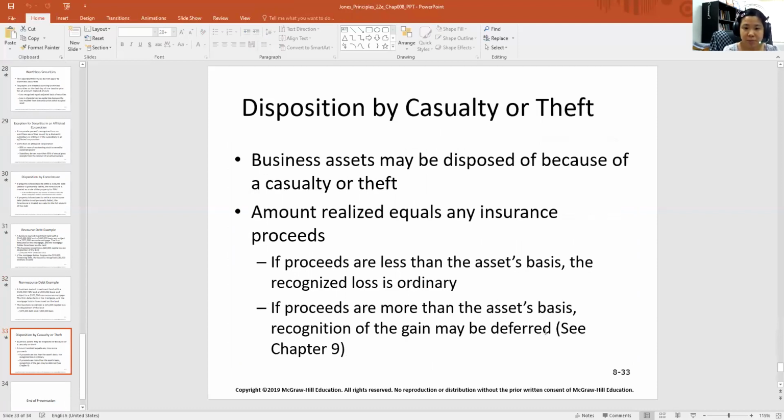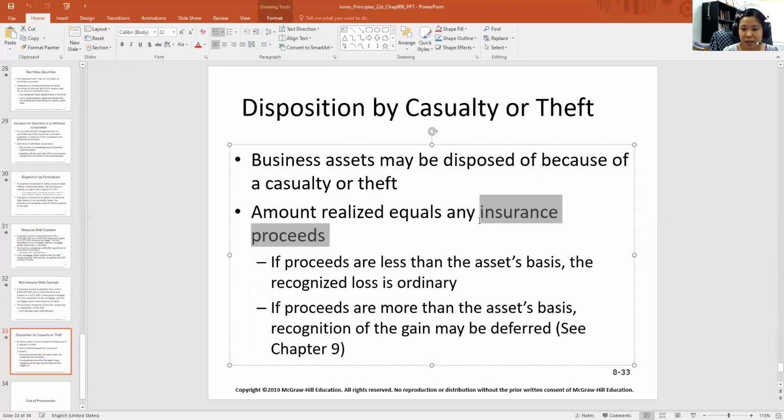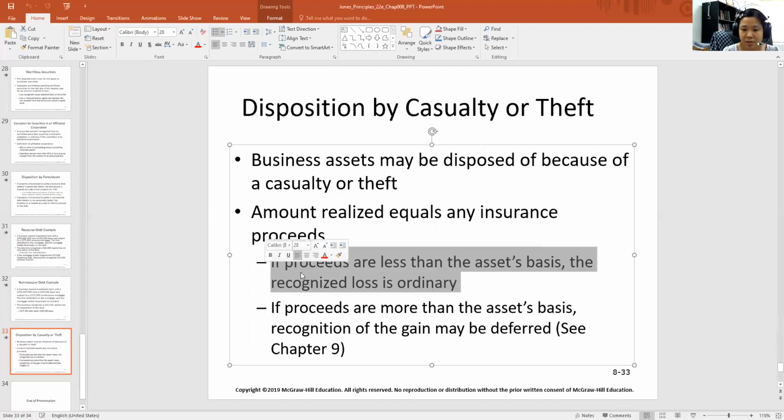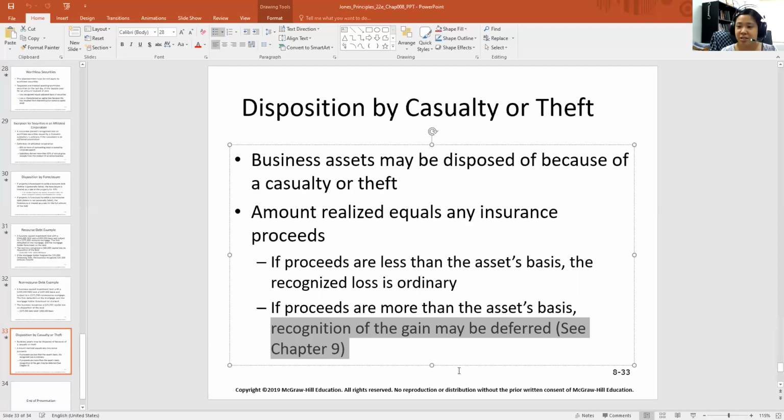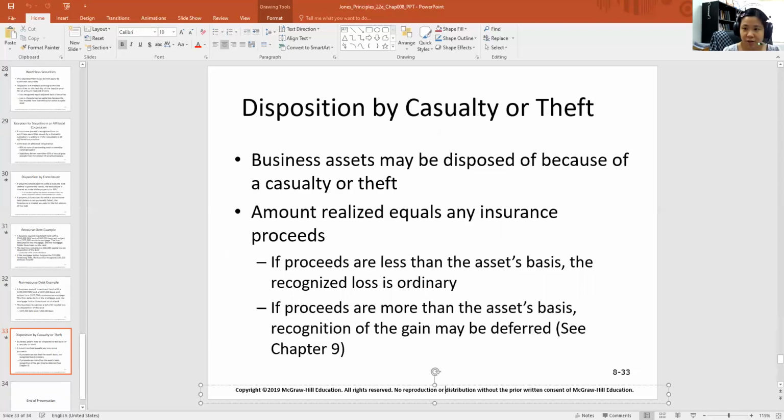The last one, disposition by casualty or theft. What happens if our business assets are lost by theft or by natural disaster? In this case, if we bought insurance for our assets, we will receive the insurance proceeds from the company. If the amount of insurance we receive is less than the asset's basis, then there will be a loss, and we recognize that loss as ordinary. But if the proceeds are more than the asset's basis, then we recognize a gain. We will learn more in chapter 9 about some situations where we can delay recognizing the gain. Okay, so that is all for chapter 8.